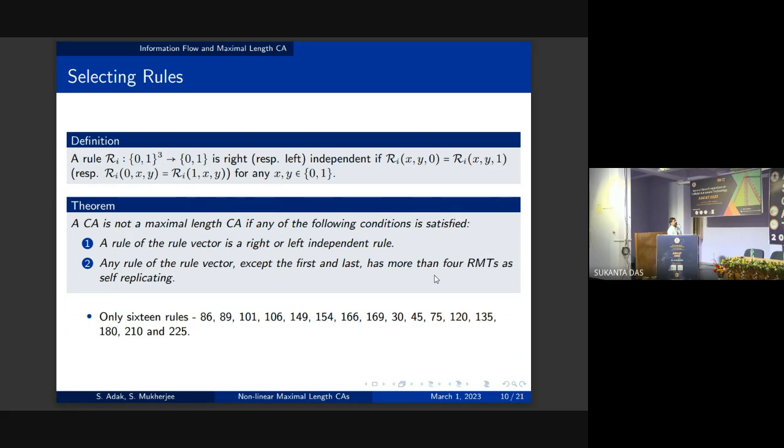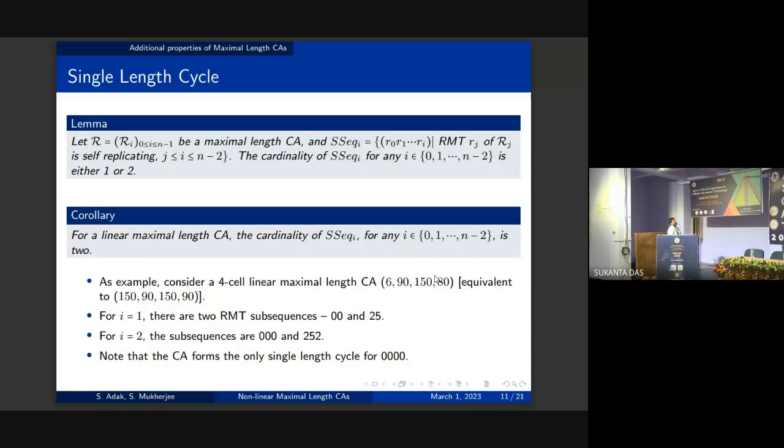Initially we have 62 rules which can participate to generate the non-linear maximal length CA. Now after cutting, we get only 16 rules which can participate to generate the non-linear maximal length CA. So this is another property of maximal length CA.